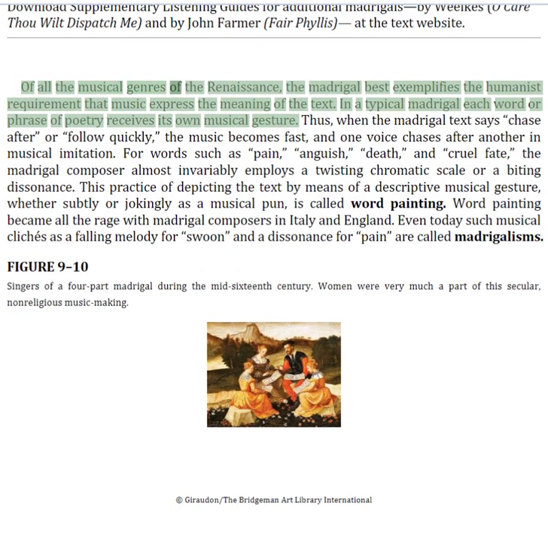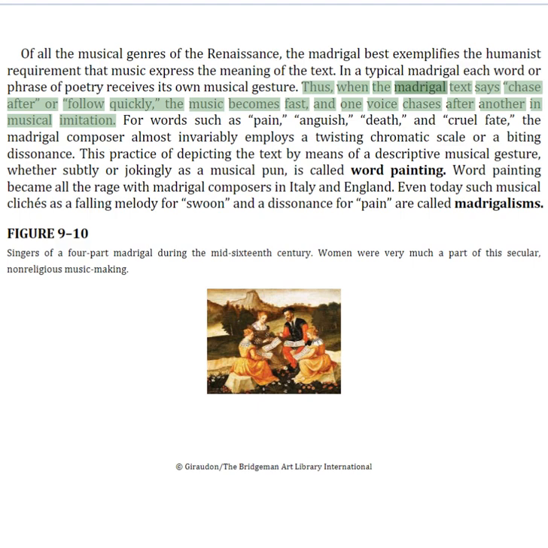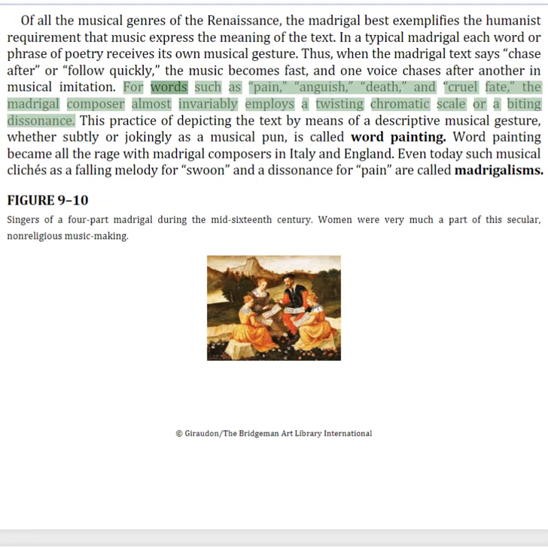Of all the musical genres of the Renaissance, the madrigal best exemplifies the humanist requirement that music express the meaning of the text. In a typical madrigal each word or phrase of poetry receives its own musical gesture. Thus, when the madrigal text says, chase after or follow quickly, the music becomes fast, and one voice chases after another in musical imitation. For words such as pain, anguish, death, and cruel fate, the madrigal composer almost invariably employs a twisting chromatic scale or a biting dissonance.